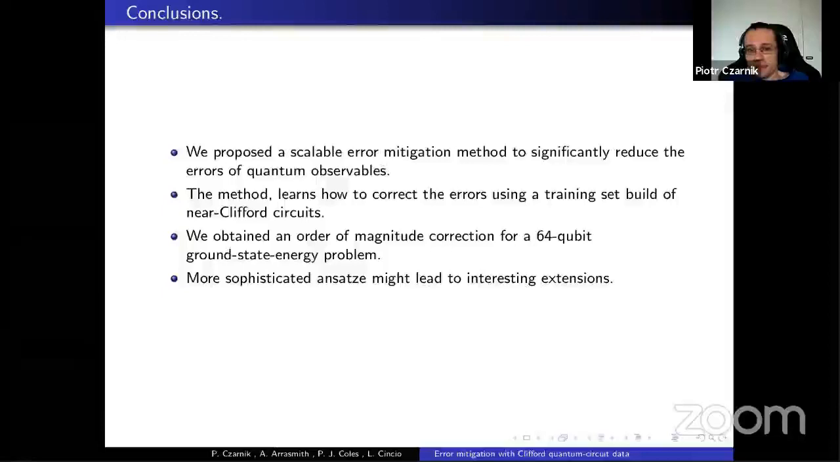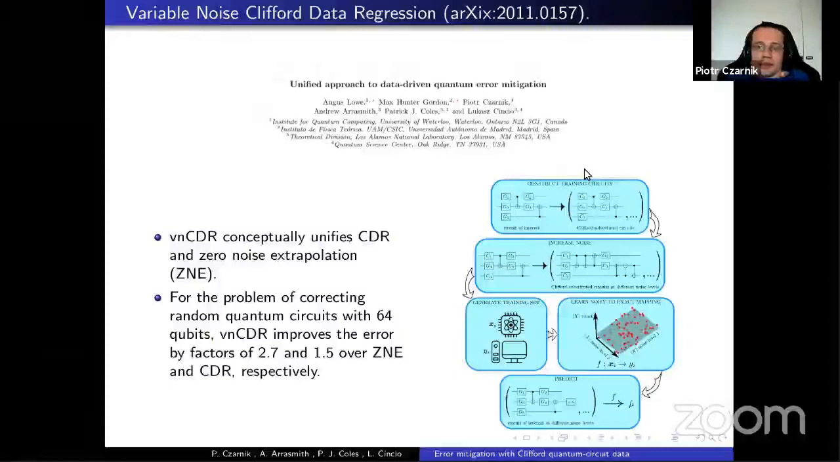And I think there's also potential to generalize this method by, for example, taking into account more features during construction of the training set. Actually, very recently, we published a method which generalizes Clifford data regression, and one can say attempts to unify it with another very successful error mitigation method, zero noise extrapolation. The method is called variable noise Clifford data regression.